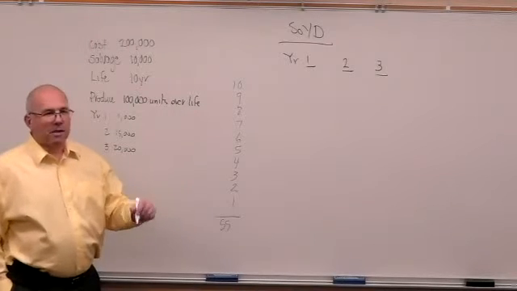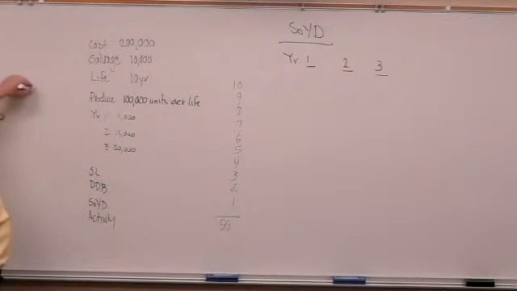No. Suppose it was a 100-year life. Now what does it add up to? It adds up to 5,050. How do I know? What's 100 plus 1? 101. What's 99 plus 2? 101. What's 98 plus 3? 101. How many pairs like that are there? 50.